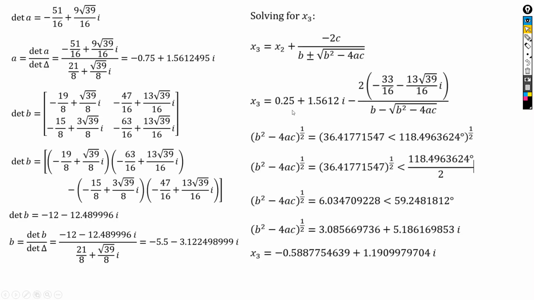Okay, solving for x3, we have this one. Be very careful here because you are now evaluating complex numbers. For evaluating a complex number raised to a real power, you have to transform it into polar form. So our new x3 is this value, equal to negative 0.588 plus 1.19i.